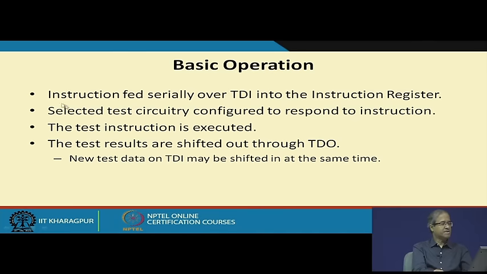So, the basic operation is that we feed the instruction serially into the instruction register. The selected test circuitry will get configured accordingly depending on the instruction which has been fed in. So, the multiplexer controls will be selected and so on. So, whatever is intended will get executed, and after completion the test results will be shifted out through the TDO pin. And while this is being done, new test data can be shifted in on TDI, just like scan out and scan in were overlapped in the scan path method. You can do the same thing here also.